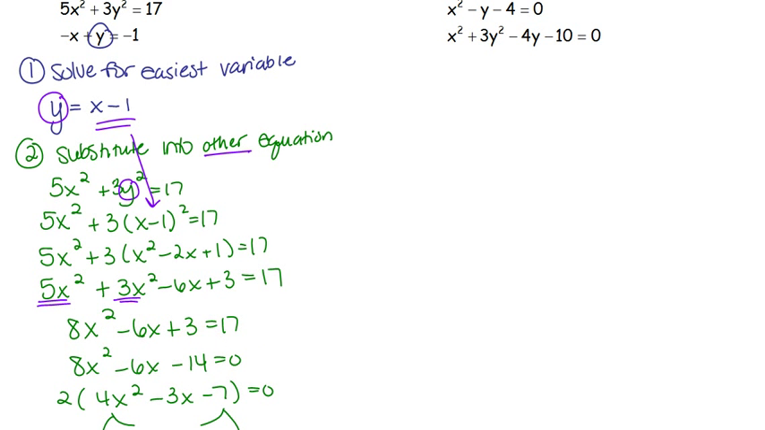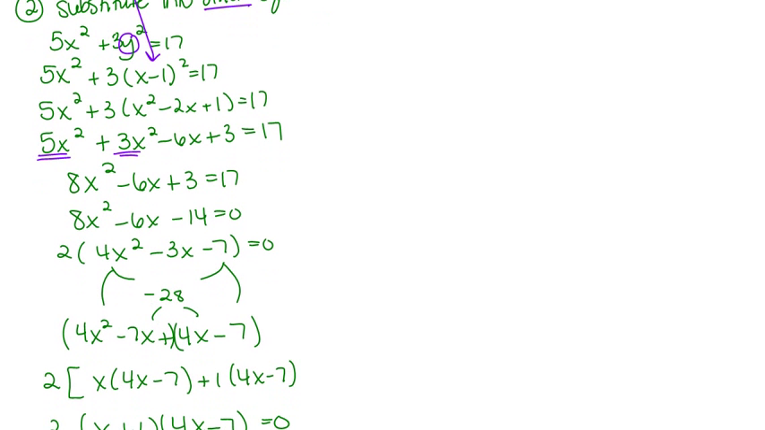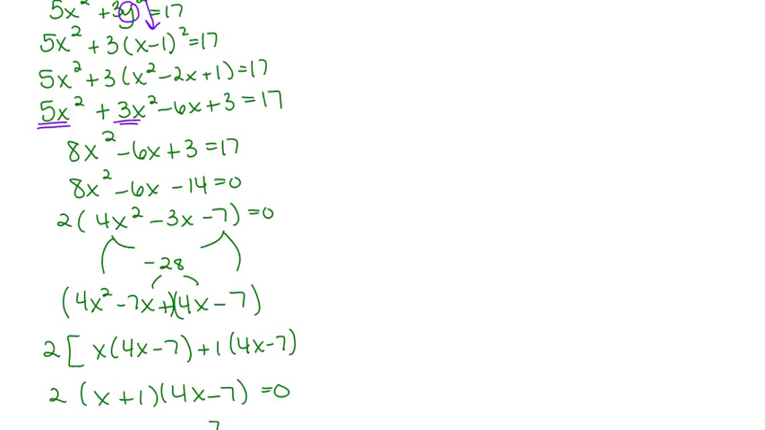Move the 17 over. You do look and you do have a GCF. You can pull a 2 out. However, after you pull the 2 out, you now have to use the Batman factoring method in order to factor. So yes, Batman's going to come back up.